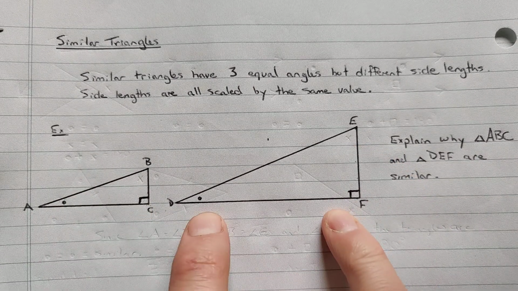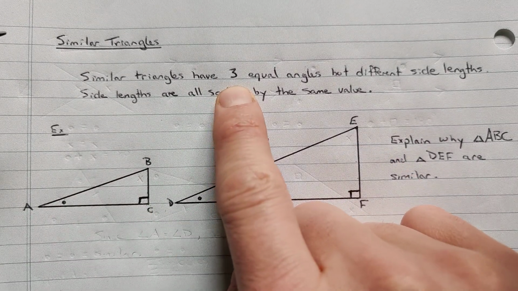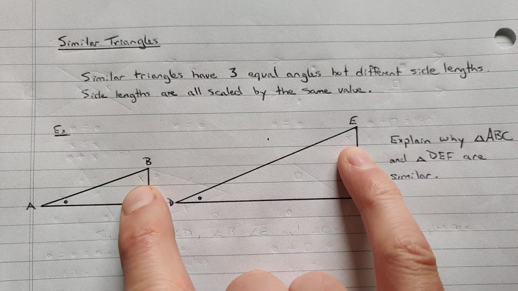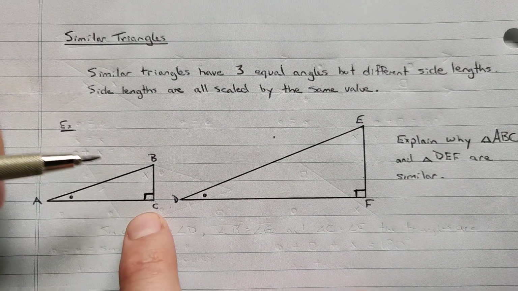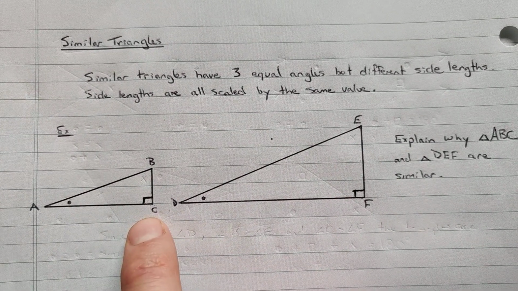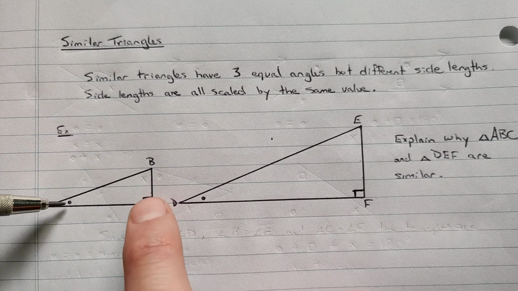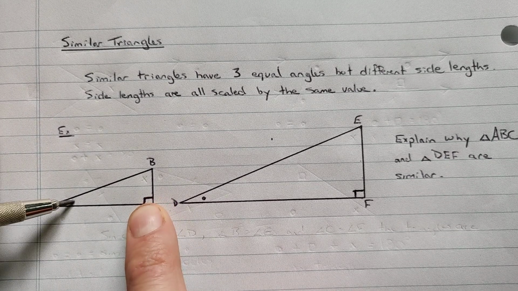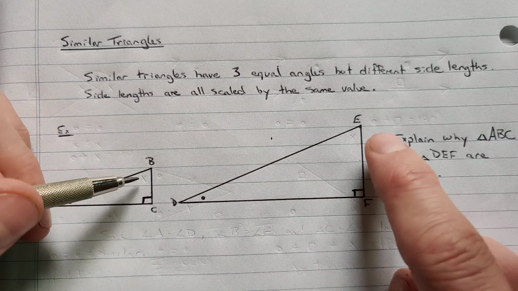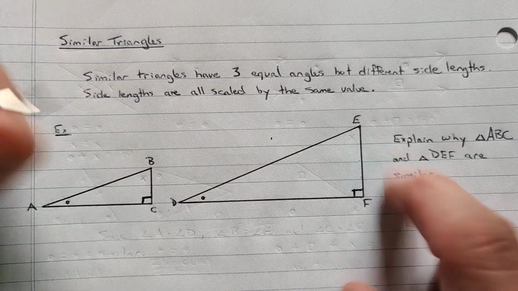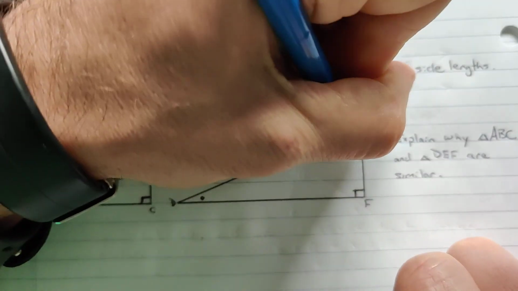These 2 angles are the same, but it says I need 3 equal angles. Well, what are these angles? They must be the same because the sum of all the angles in a triangle is 180. And this plus this is the same as this plus this, so this must be the same remaining value. So these are the same angle as well.